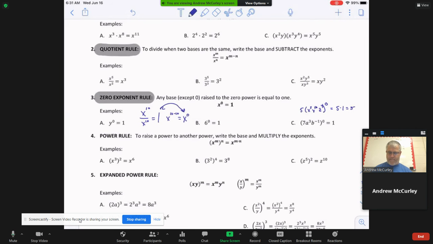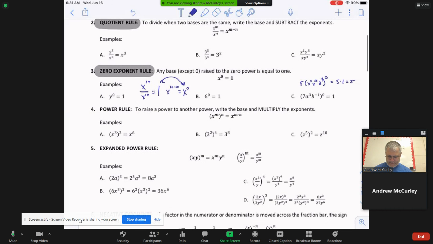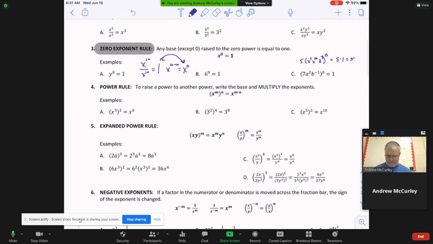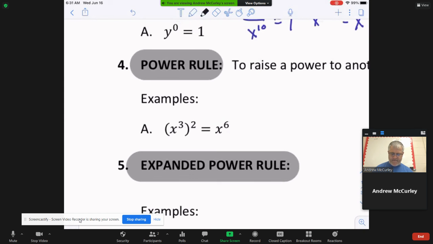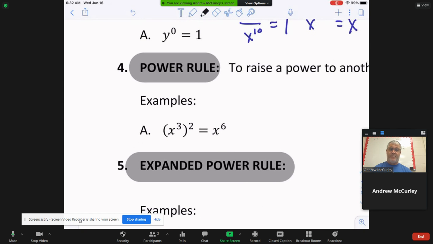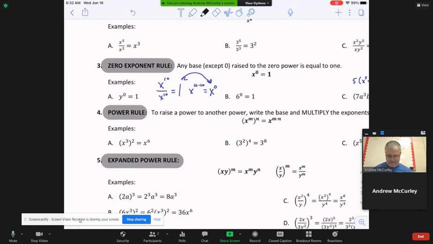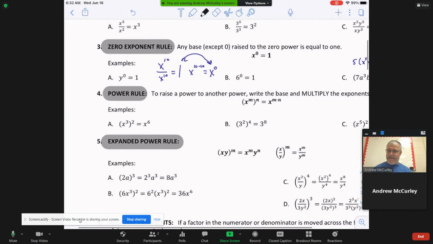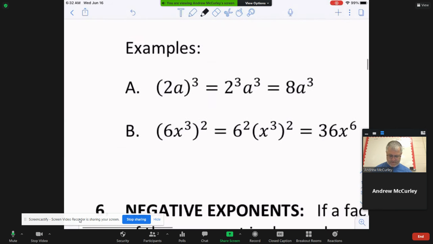The power rule, or the power of a power rule. 4 and 5 are kind of the same thing: the power rule and the extended power rule. I just call it the power of a power because it sounds like I'm in the Avengers or something like that. But anyway, if I'm taking a power to a power, you don't see the base repeated. You just see the base to a power to a higher power. You multiply those exponents. The thing is, in the extended power rule, you have to hit everything inside those parentheses. For example, this A is a good example.